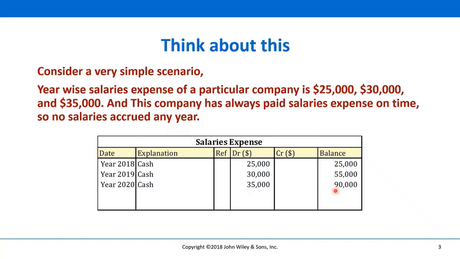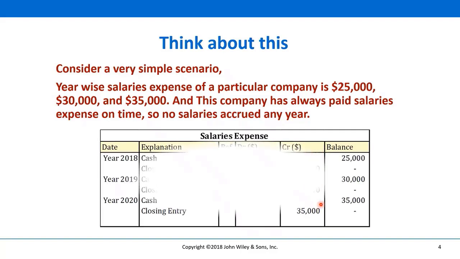Is it the right thing to do? If the salary expense is 55,000 in the year 2019, is the salary expense 90,000 in the year 2020? Exactly no. So here, if we follow this approach, we may run into some type of serious error. Okay. So what can we do?